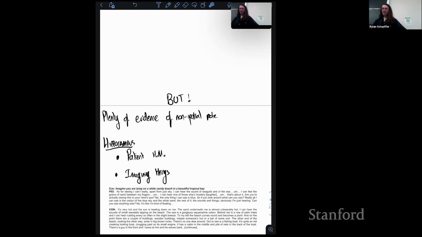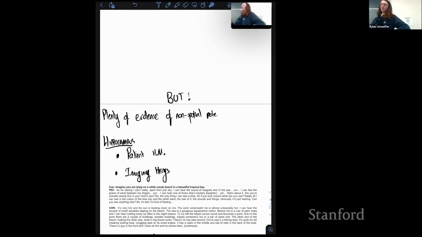Whereas the person with hippocampal damage says, as for seeing, I can't really, apart from just the sky. I can hear the sound of seagulls and of the sea. I could feel the grain of sand beneath my fingers. And then they basically really struggle to do this imagination scenario. Some of the things in reading these are very surprising.